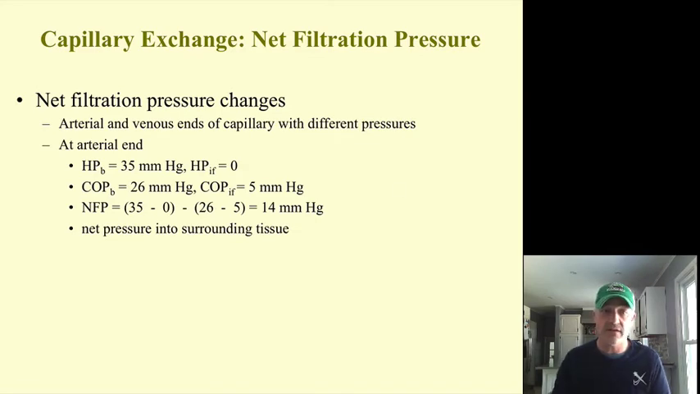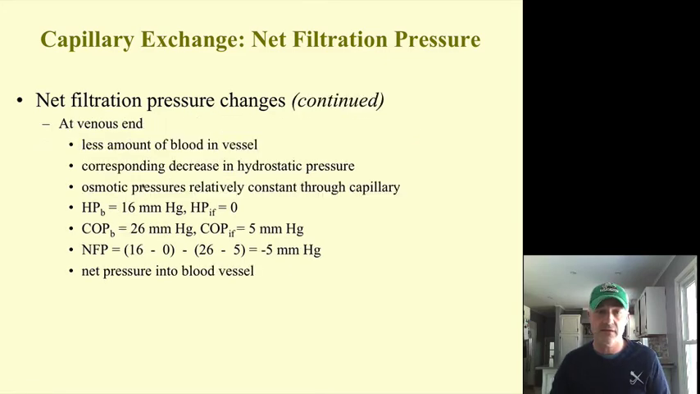And again, this shows you the math that we talked about there. So your hydrostatic pressures were 35 at the arterial end, 0 for that hydrostatic interstitial fluid. The osmotic pressure was about 26, with about 5 being in that interstitial fluid osmotic pressure. So we saw at the arterial end about 14 millimeters of mercury favoring fluids being pushed out, whereas when we got to the venous end, we saw that net filtration pressure was actually a -5, meaning that that osmotic pressure is winning out and drawing fluids back in.